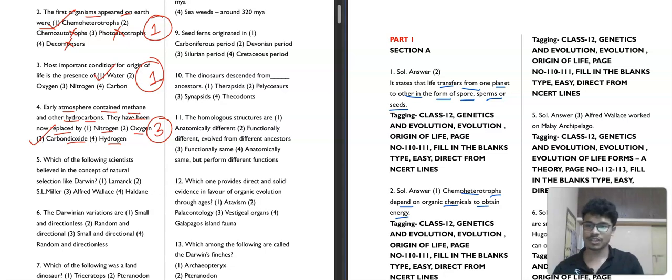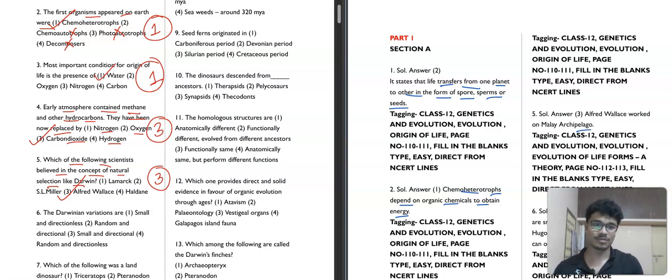Moving towards the next question, which of the following scientists believed in the concept of natural selection like Darwin? So who basically believed in natural selection like Darwin? It is Alfred Wallace, not Lamarck, not S.L. Miller, and not Haldane. So Alfred Wallace will be our correct answer for this question, and he worked on the Malay archipelago.